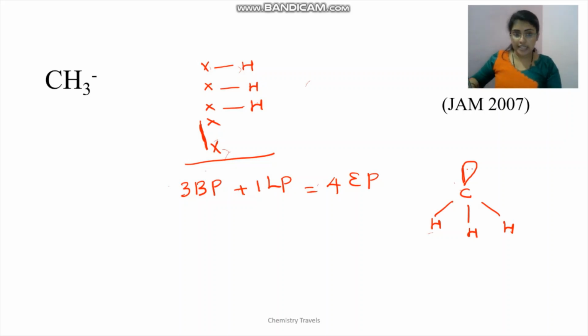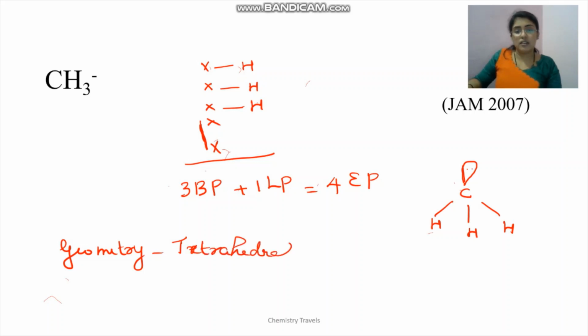So in this case, I can say my geometry can be tetrahedral and shape can be pyramidal.